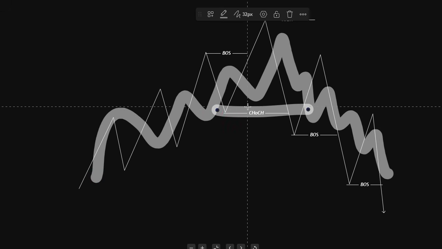And you can't trade the change of character directly. If you directly trade the change of character, sometimes you get trapped and you hit your SL. This is why you should not trade the change of character. Always wait for the continuation of the trend. When the change of character happens, wait for another trend continuation on the same side.